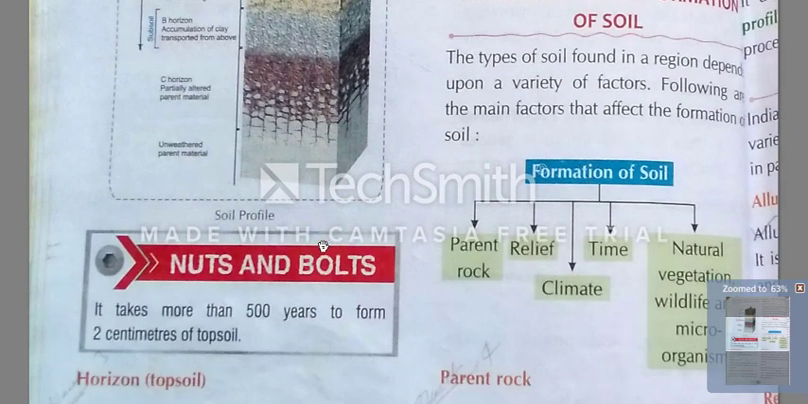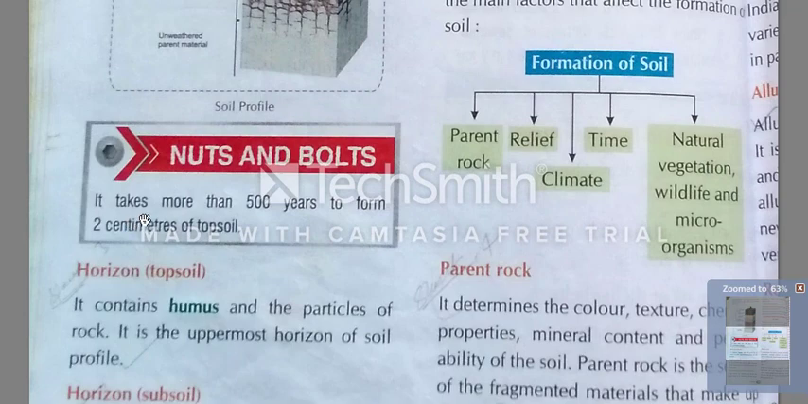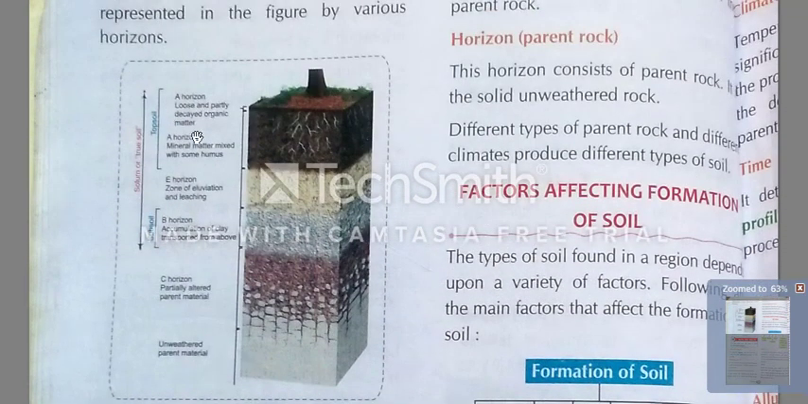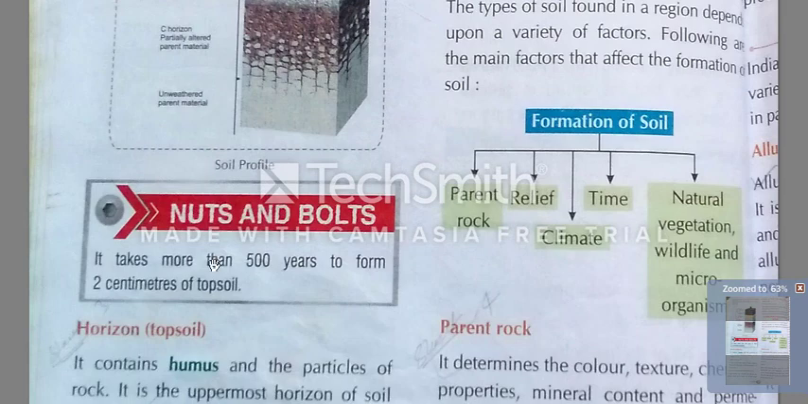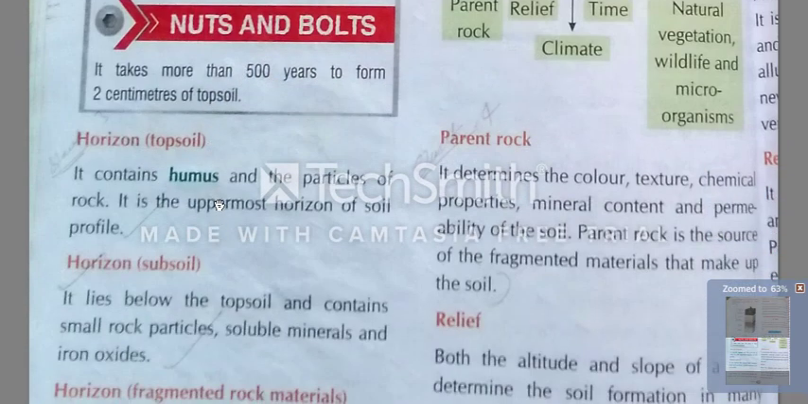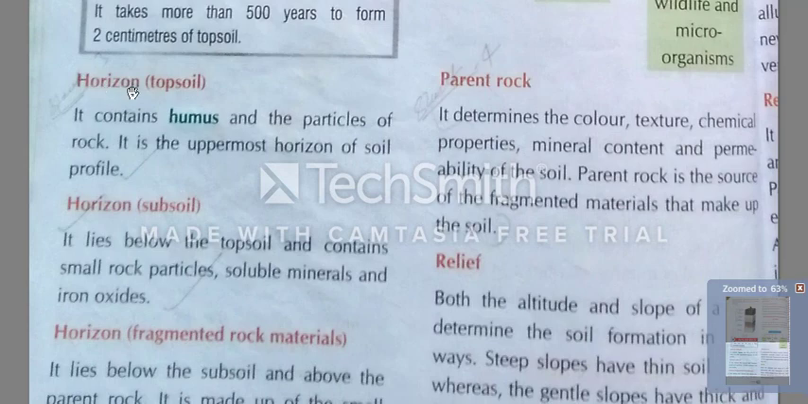Let's see. It takes more than 500 years to form 2 centimeters of topsoil. For the forming of soil, only 2 centimeters of topsoil, which one? This topsoil. Only 2 centimeters, how much time does it take? 500 years. Now we will see topsoil.